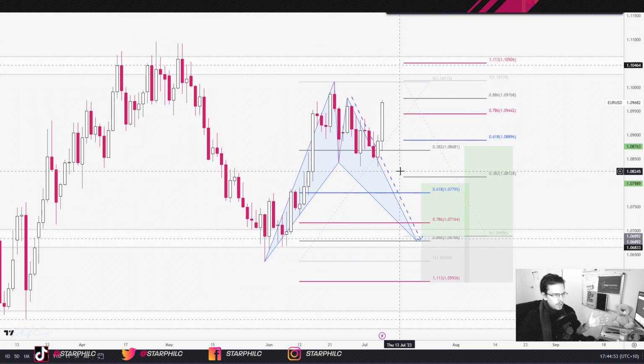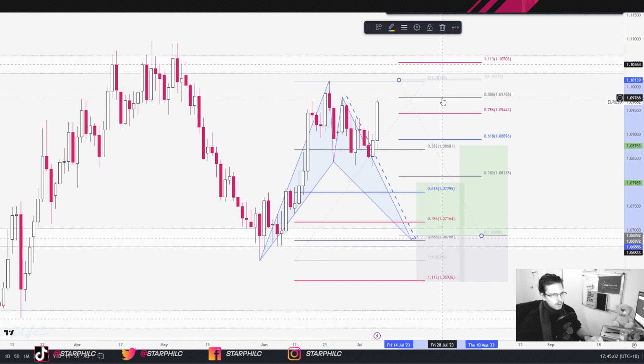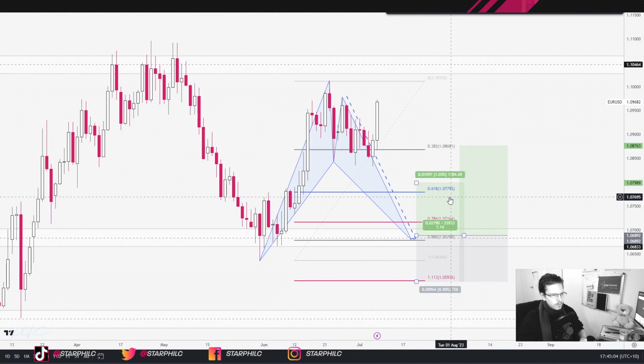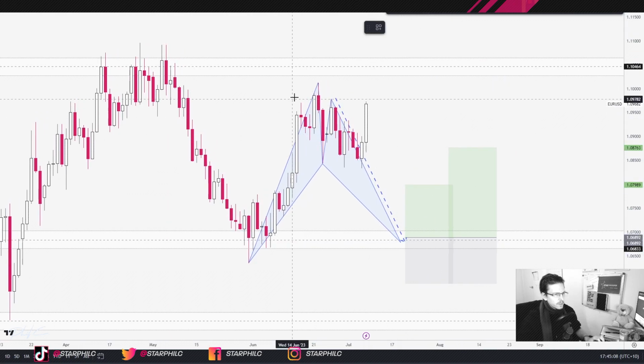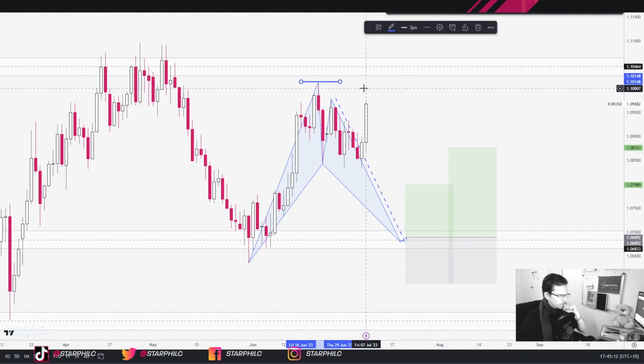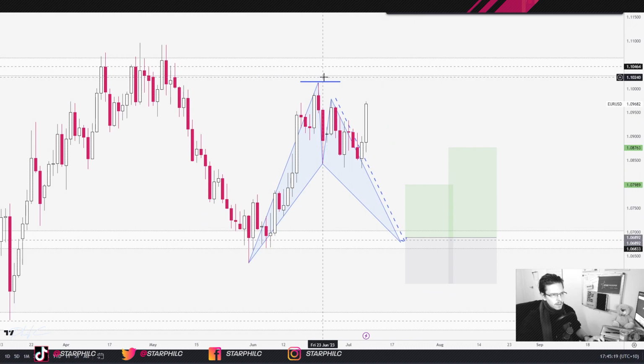Again, we're on the euro dollar daily time frame. This is still valid because we haven't violated our highs looking left right up here. Let's get rid of this. So price action hasn't violated our swing highs right here. That means we have a potential bat pattern if price action can make its way towards the downside.